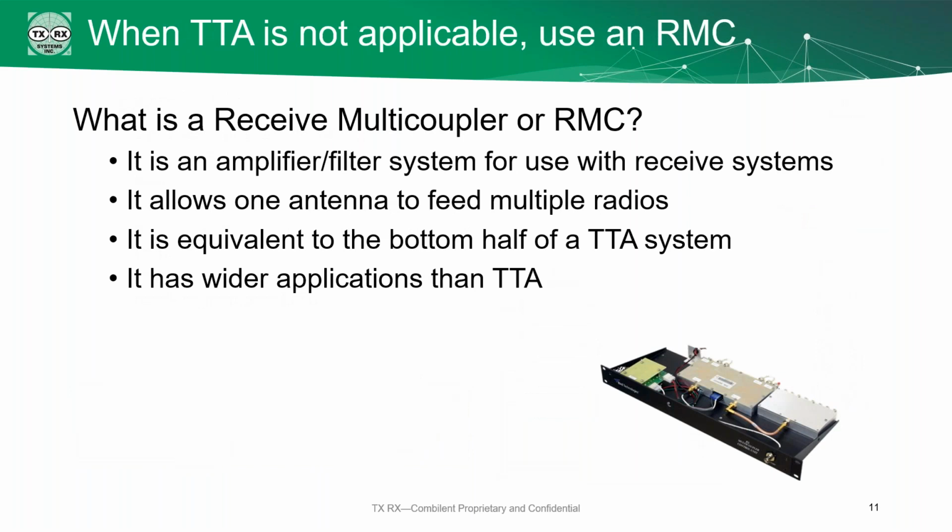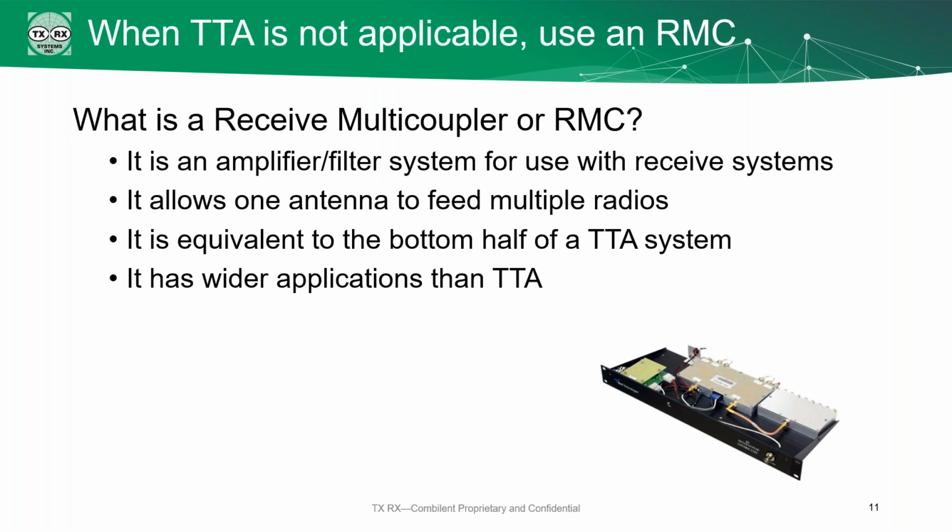Sometimes, though, we don't want to use a TTA. Usually this is the case when you've got not very much line loss, in particular, if your antenna is fairly close to your equipment shelter. So instead of using a TTA, we're going to use what's called a receive multicoupler on this.